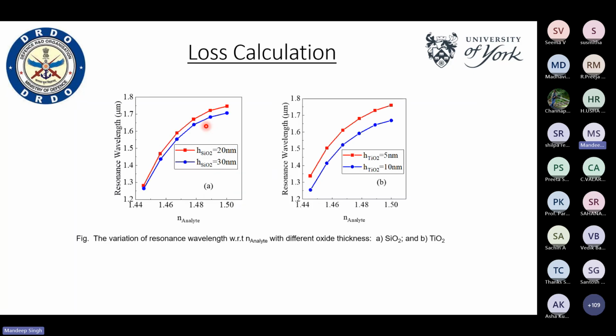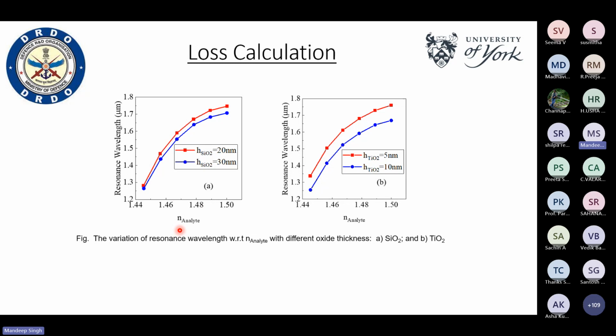Before that, you can see we have done the doping in the structure. So let's see what is the effect of doping on the resonance wavelength. First I have taken a simple dielectric SiO2 slot of 20 nanometer and then increased to 30 nanometer. For both slot heights, there is a uniform shift in the wavelength with respect to the analyte.